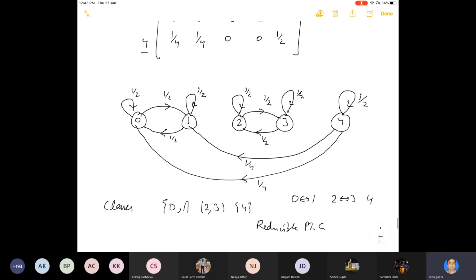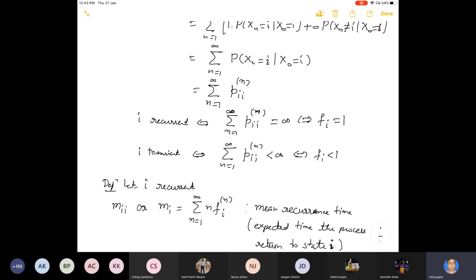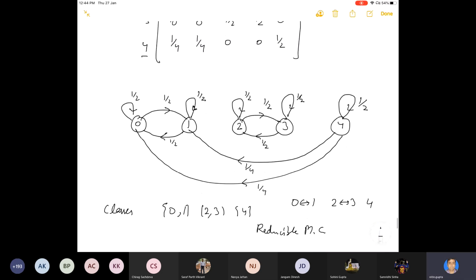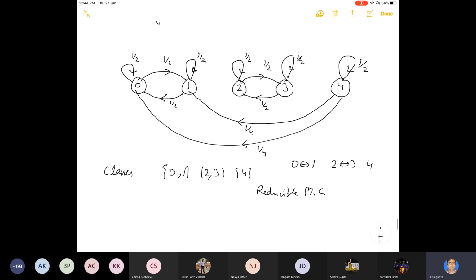After that, by the diagram itself, recurrent means that you will visit the state infinitely often. Return to state I is certain, starting from state I. So if you are in state 0, you will visit state 0 again and again and again, though you can go to state 1 sometimes. So state 0 is basically a recurrent state. From the diagram itself we can say, if 0 is recurrent, 1 is also recurrent, because they are in the same class, so this class is recurrent.